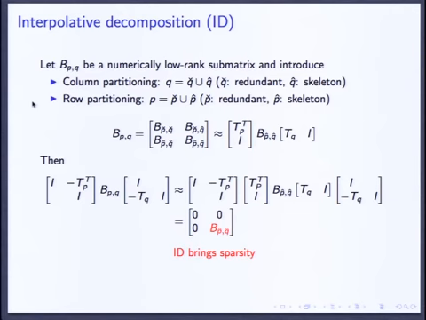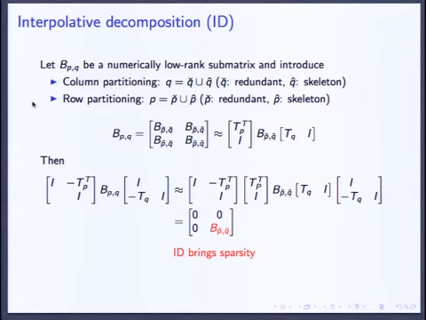Given these T and Q matrices, we can modify a slightly different matrix, which is (I minus T P transpose) on the left-hand side, and a transpose for the Q matrix on the right-hand side. If you take out this product and use this approximation of B_PQ, you see that these three entries of B become zero. The only non-zero entries of B that survive are the members of B corresponding to the skeleton rows and skeleton columns.